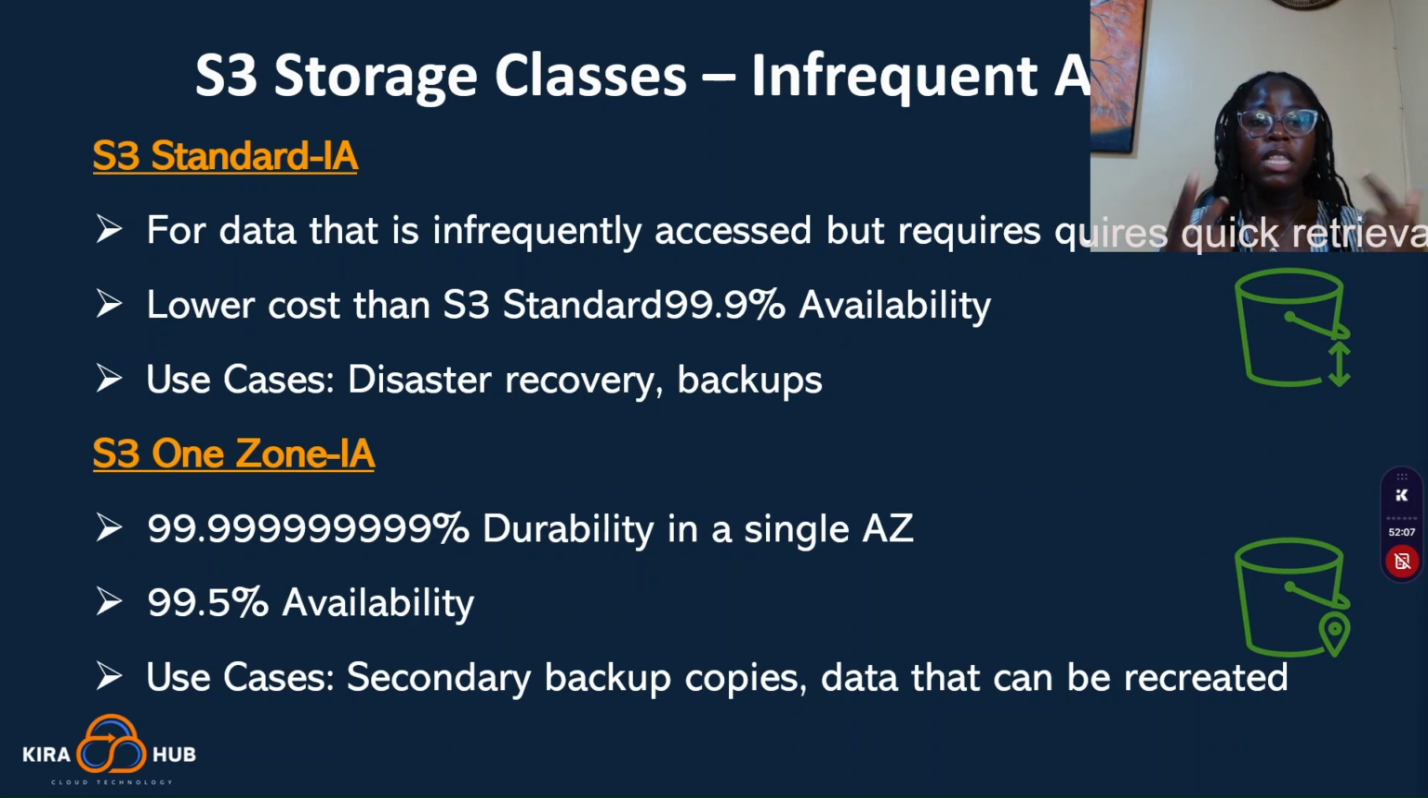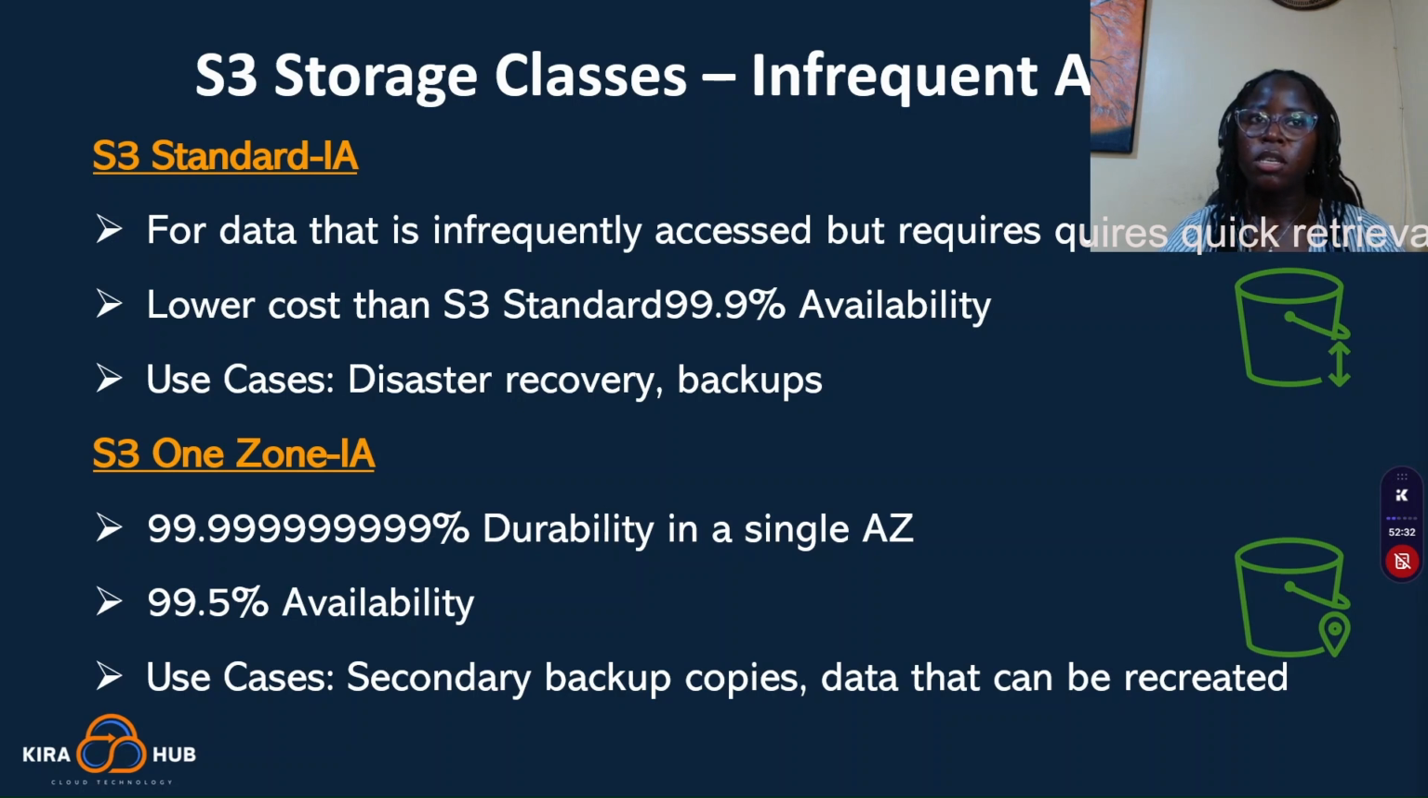And then the other flavor is One Zone Infrequent Access. Maybe from the term one zone, you already have a clue. It offers 11 nines of durability again, but stores data in only one availability zone. So it offers lower availability, like 99.5%, but it's a more affordable solution for secondary backups.